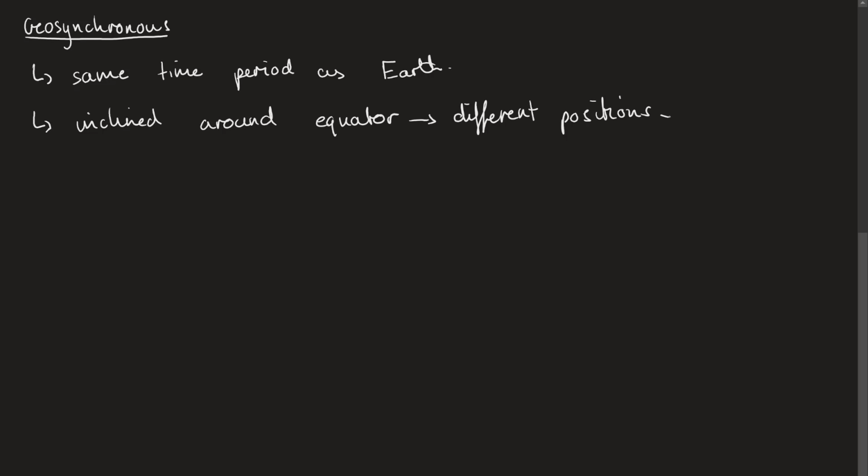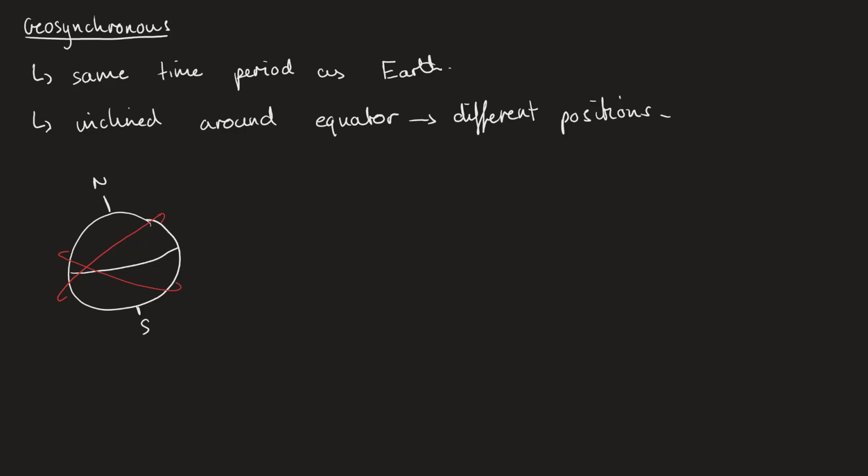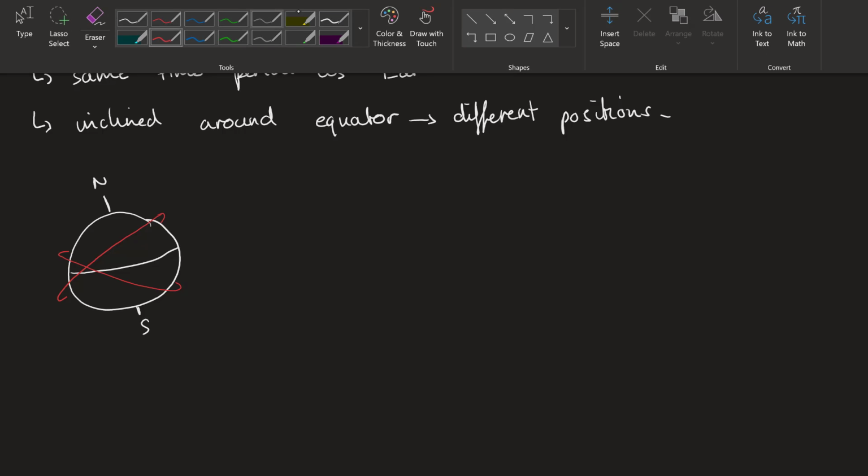And to compare that to the previous example, if this is Earth, and this is the North Pole, and this is the South Pole, and this is the equator, that means that a geosynchronous orbit will do something like this, and it will orbit around here, or it will orbit around here like this, or something like this. It will never be along the same plane as the equator like a geostationary orbit is. And that is because they will then monitor different sections of Earth.